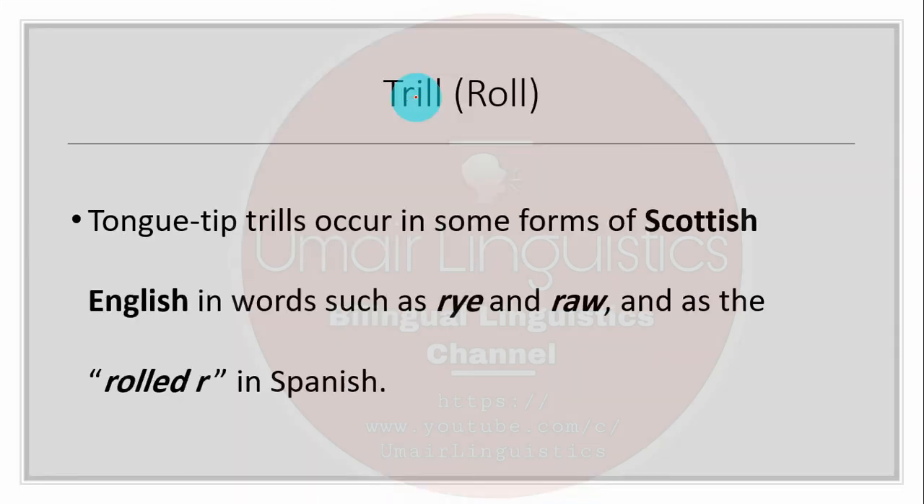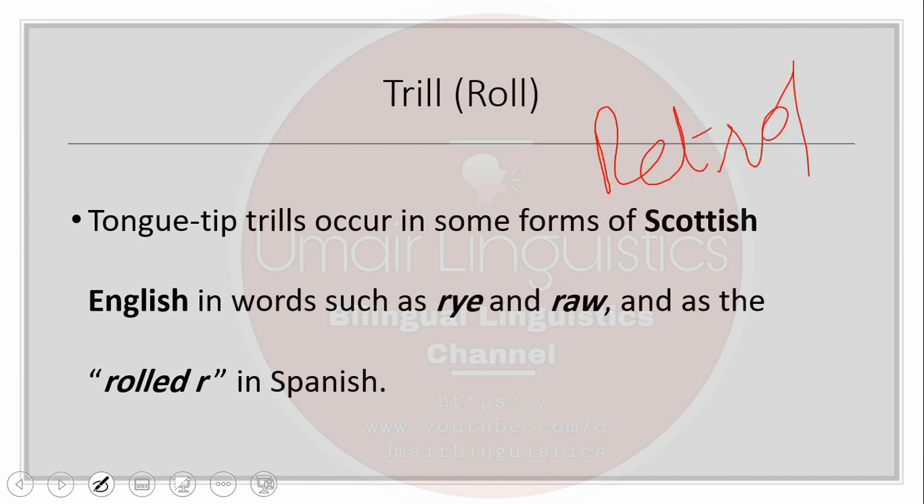If we talk about the trill or roll, the place of articulation for trill or roll is retroflex, which we have actually discussed in the last chapter. What happens is that the tongue will curl behind the alveolar ridge. Scottish English has these sounds, like roy, raw, and in Spanish we also have this manner of articulation: roy, roll, roy, raw.